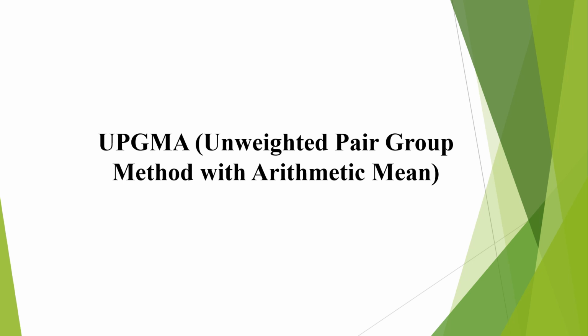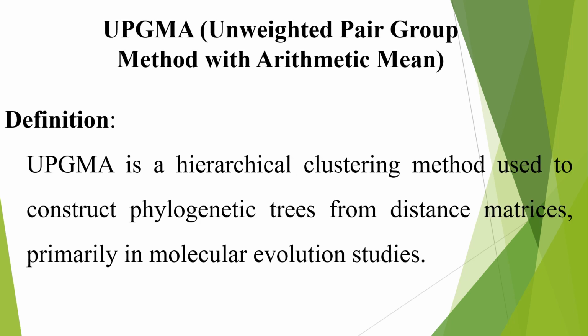Welcome to Biotechnology World. Now our topic: UPGMA, unweighted pair group method with arithmetic mean. Definition: unweighted pair group method with arithmetic mean is a hierarchical clustering method used to construct phylogenetic trees from distance matrices, primarily in molecular evolution studies.